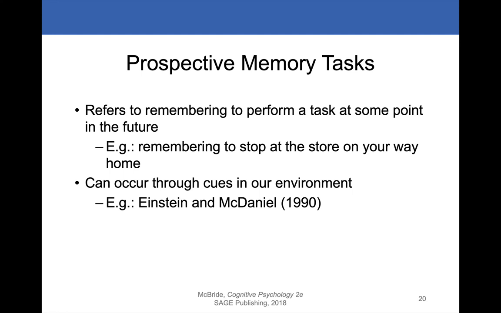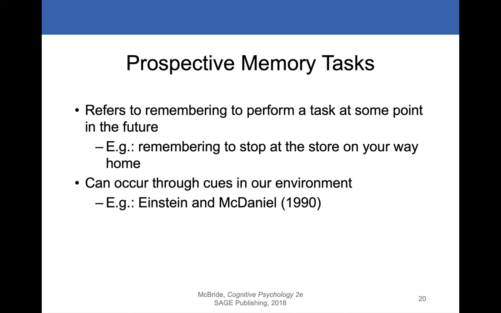Prospective memory refers to remembering to perform a task at some point in the future. So basically, remembering to stop at the store on the way home. For example, Einstein and McDaniel showed that prospective memory is mediated through cues in our environment. So one of the things that helps us remember those future tasks are things in your environment. That implies that if you want to be better at remembering future things, one of the ways to do that is to tie it to cues in your environment.